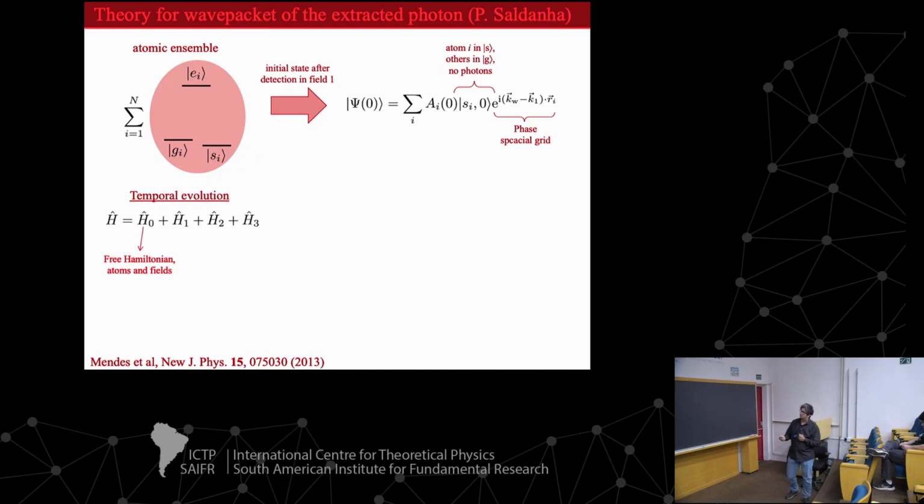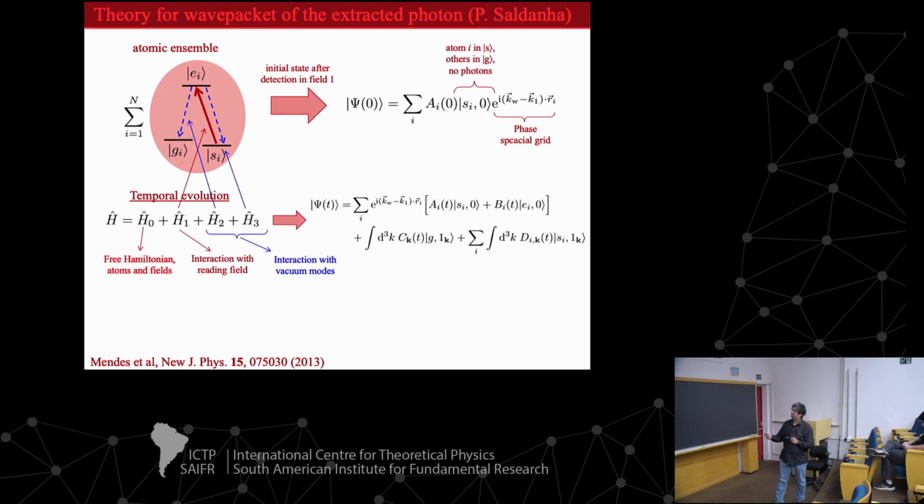And for the temporal evolution, you have a free Hamiltonian with atoms and fields, and then you have the interaction with the read field, because now I just want to model the reading process. And then you have interaction with vacuum modes in this transition and these transitions. The vacuum modes I will treat with a first principle treatment. When I do this, I have this evolution in the reading process, in the extraction of the second photon, as a general evolution. Since I have spontaneous emission, I can emit the photon in any direction, okay?